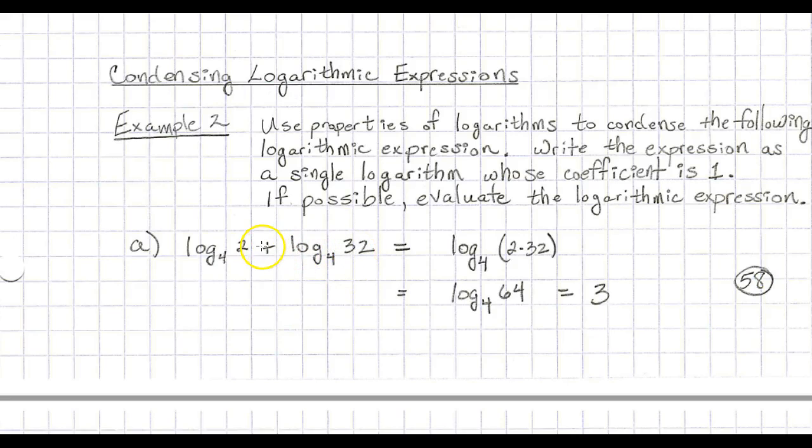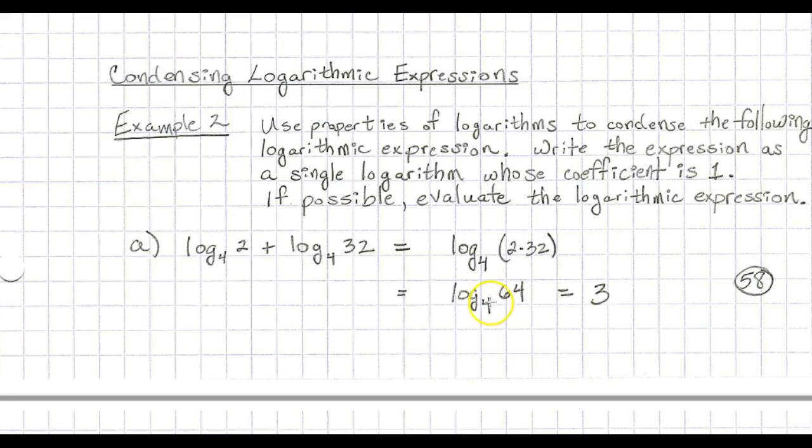So because I'm adding two logs with the same base, I can multiply what's in their argument. So that's log base 4 of 2 times 32, which is log base 4 of 64. And I might stop there, but I say to myself, do I know how to evaluate that?